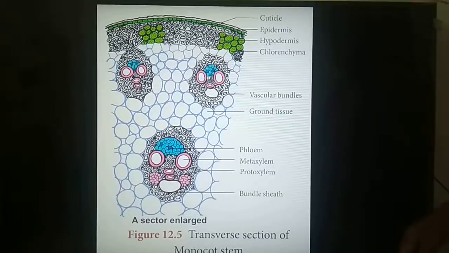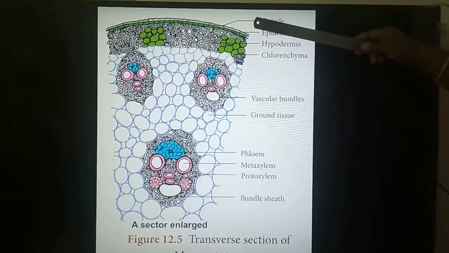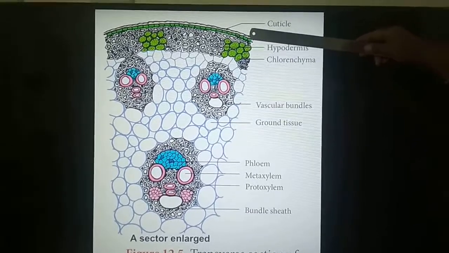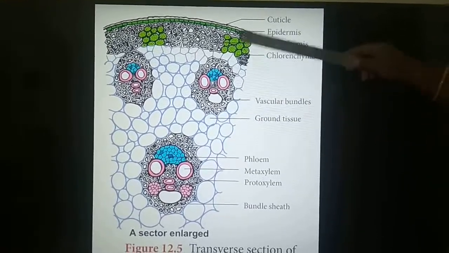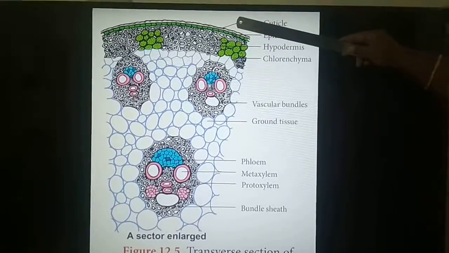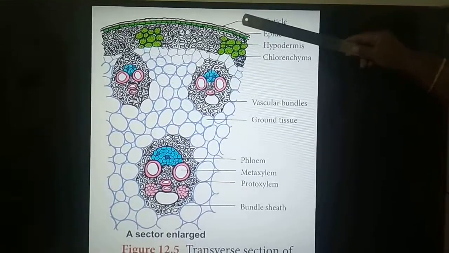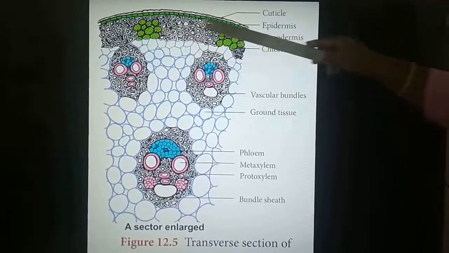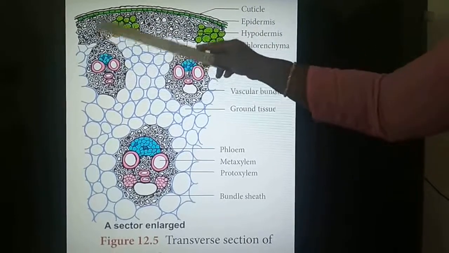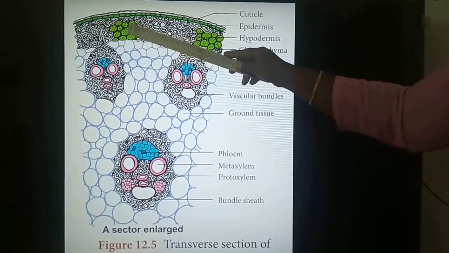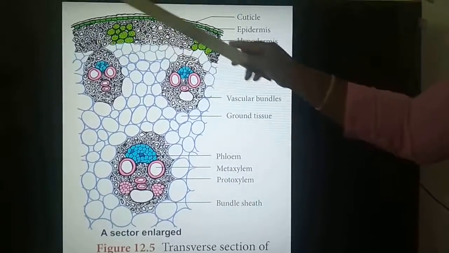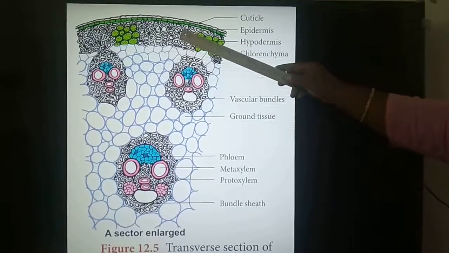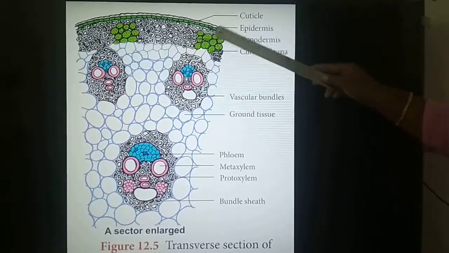Now let us see the monocot stem in the picture. Here you see the outermost layer is the epidermis, giving protection to the inner organs. Above the epidermis there is a thick layer called cuticle, which is made of cutin. Below the epidermis there is the hypodermis, formed of sclerenchyma cells alternating with chlorenchyma cells. The sclerenchyma is a dead cell giving mechanical support, and the chlorenchyma is involved in photosynthesis.